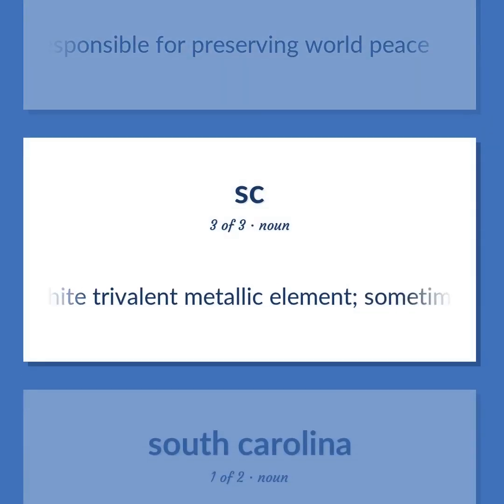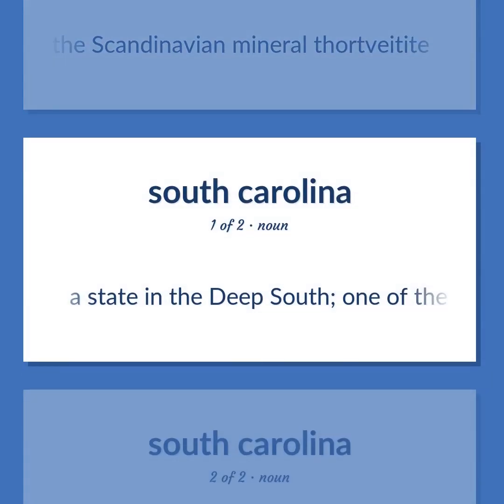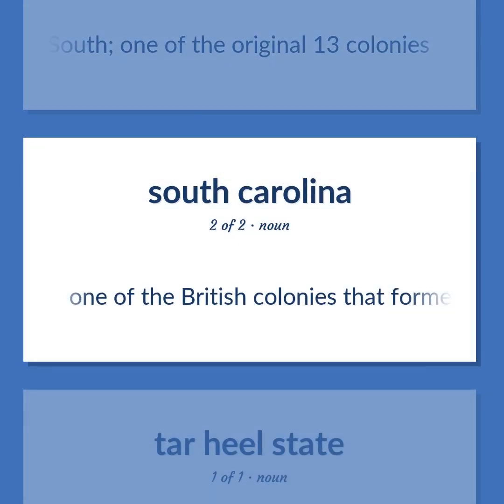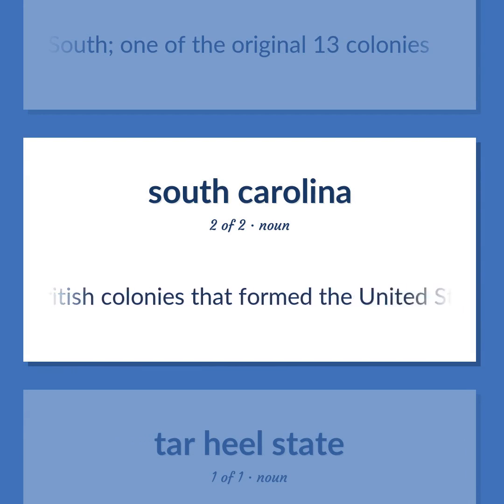A white trivalent metallic element, sometimes classified in the rare earth group, occurs in the Scandinavian mineral thortveitite. A state in the Deep South, one of the original 13 colonies. One of the British colonies that formed the United States.